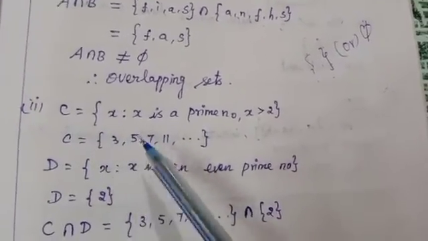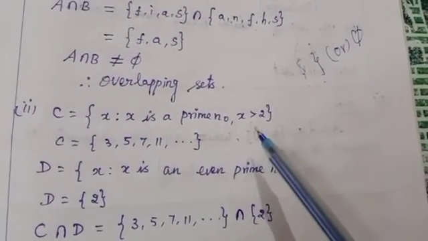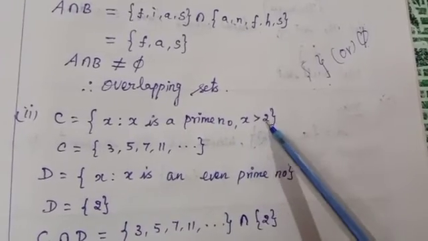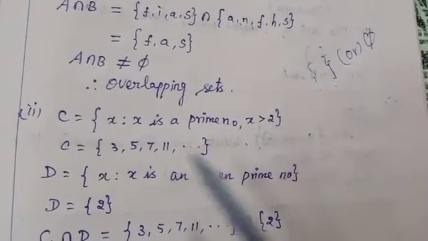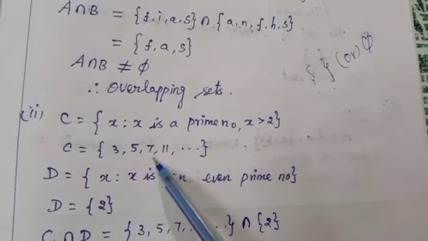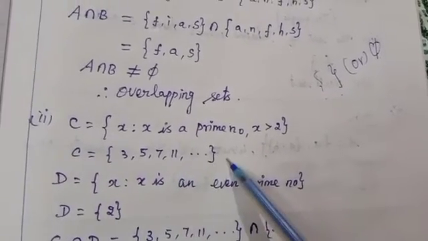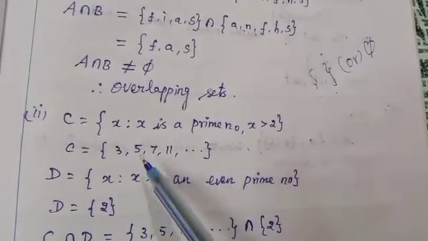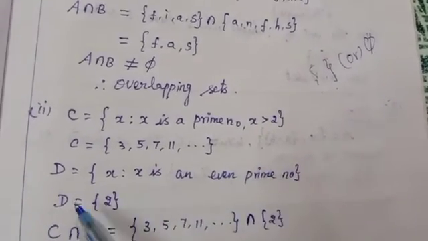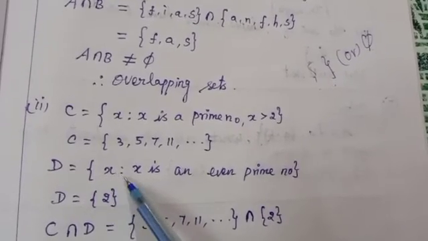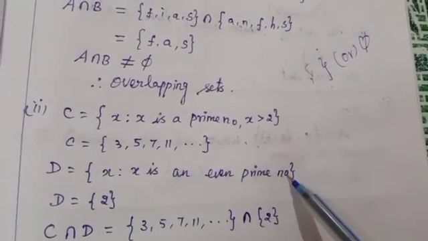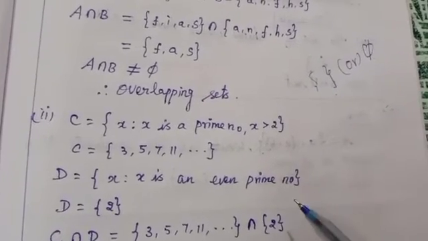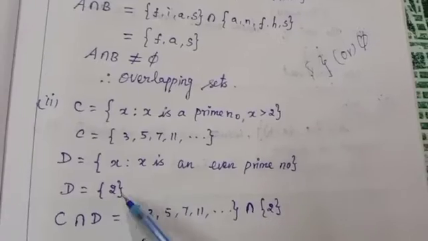Second question, C is equal to set of all x such that x is a prime number, x greater than 2. We have to select the prime numbers more than 2. More than 2, what are they? 3, 5, 7, 11, etc. Here no other condition is given, more than 2 only is given, so you have to use the etc. symbol. Then D is equal to set of all x such that x is an even prime number. Among the prime numbers, we have only one even prime number, that is 2.